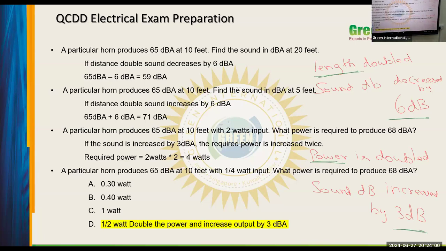Note that if the length increases, we hear less sound. So that's why it decreases. The first thing we need to remember is that it decreases. That is the basic concept. How much does it decrease? By 6 decibels. Now the power increases, which means definitely the sound increases. How much does it increase? By 3 decibels.